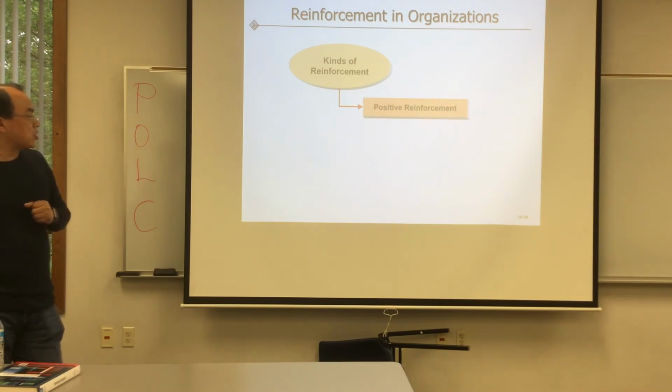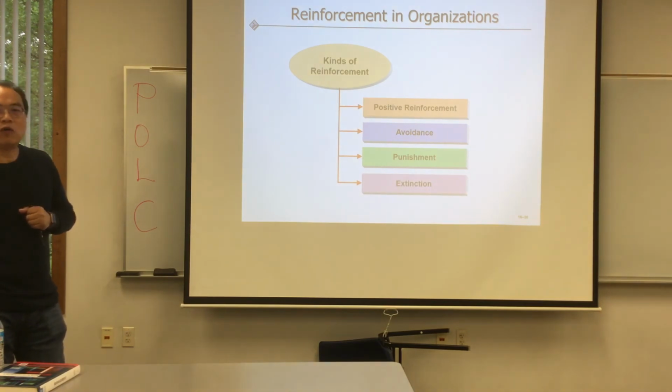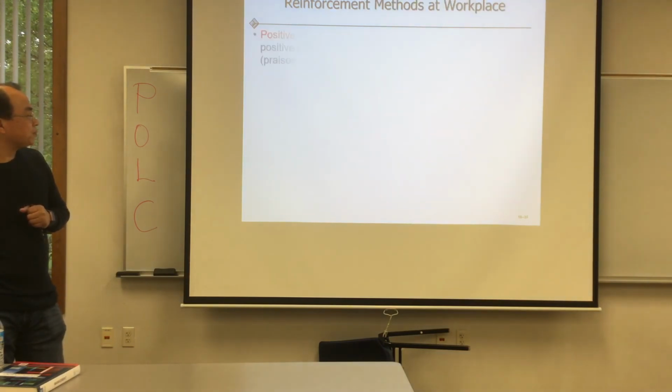So what kind of reinforcement could you do in the company? Positive reinforcement, okay. The second one is really avoidance. And the third one is punishment. And the fourth one is extinction. I will go over these four kinds of reinforcement, okay.